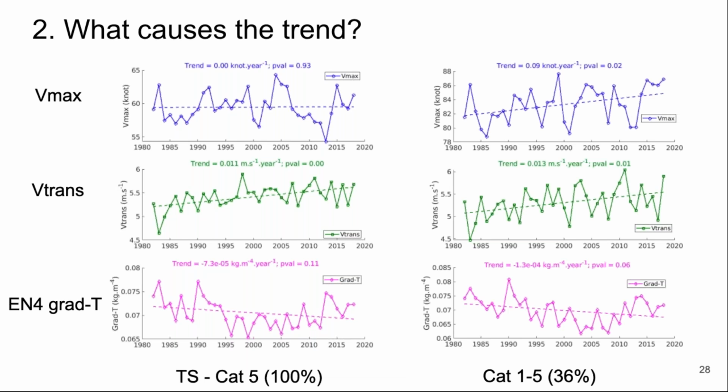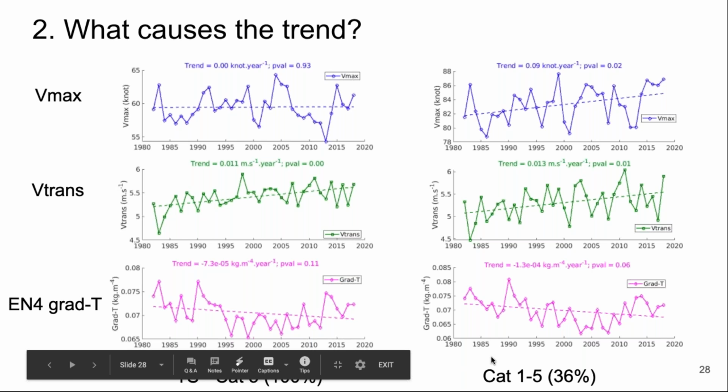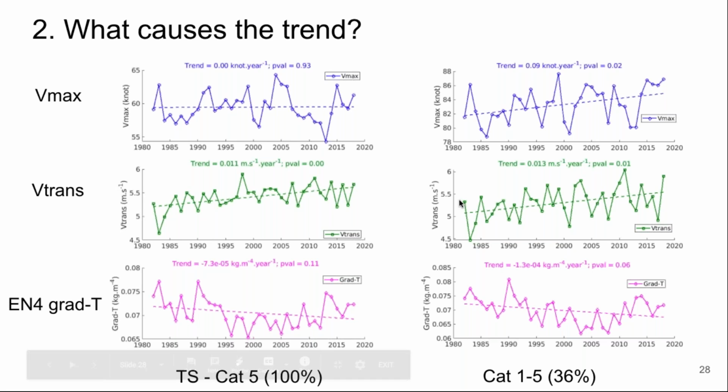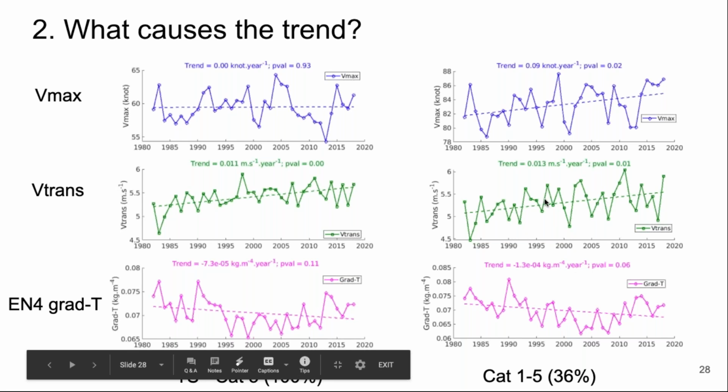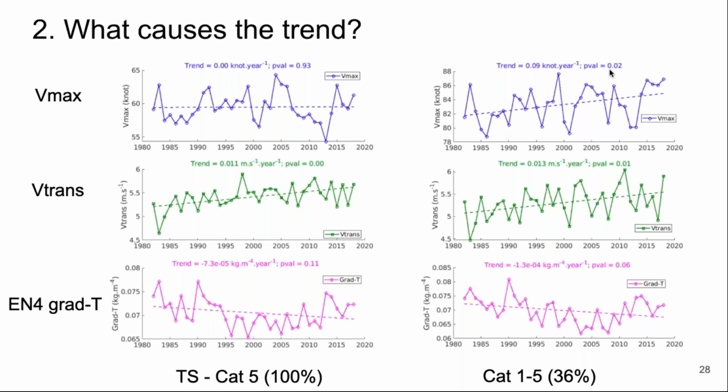But if we limit to those tropical cyclones with intensity from category 1 to 5, which make up about 36% of the total data, we can see that the translation speed and temperature stratification still have the same behavior, but Vmax increases with a significant trend. So this is the only factor that can explain the increasing trend in the cold wake.